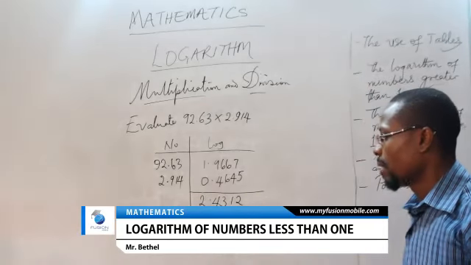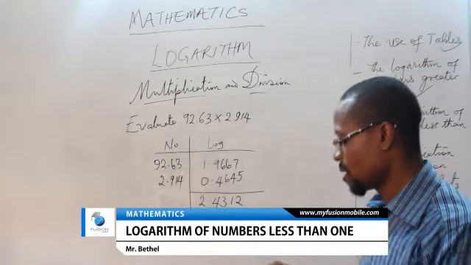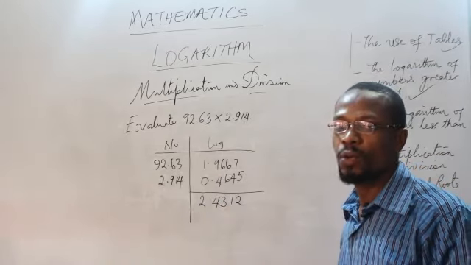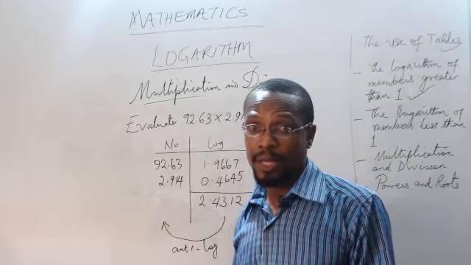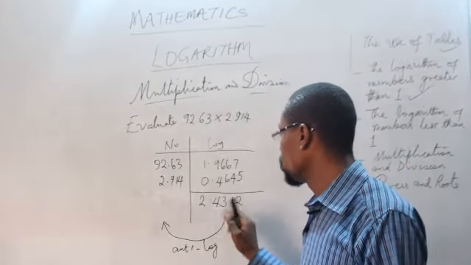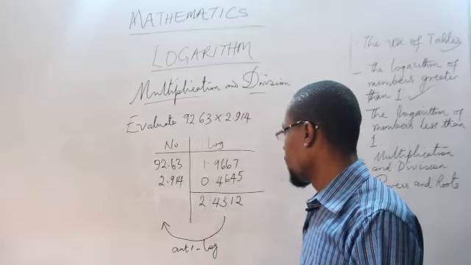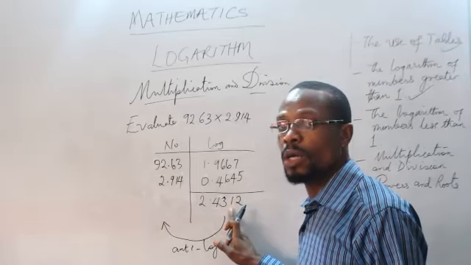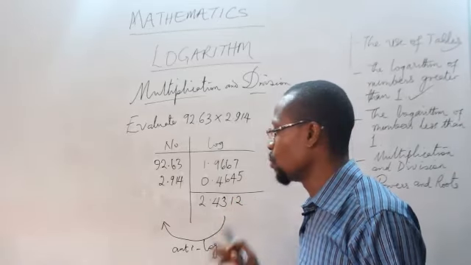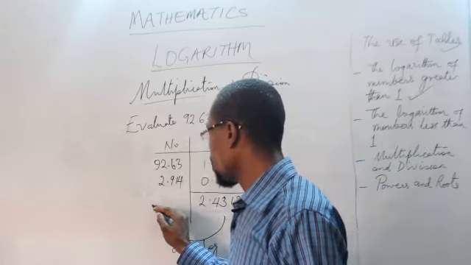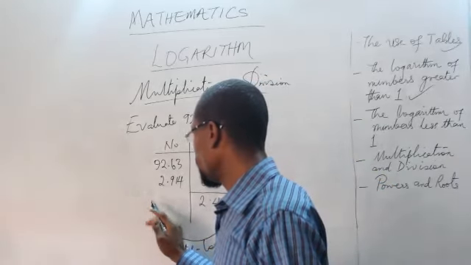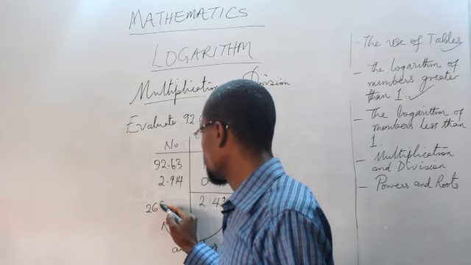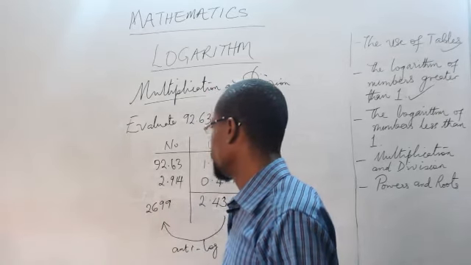So the logarithm here becomes what? The final logarithm here becomes 2.4312. Now, are we together? So we go on to get the anti-logarithm of 43 under 1 difference 2. And when we do that, we discover that our answer will be 2699.